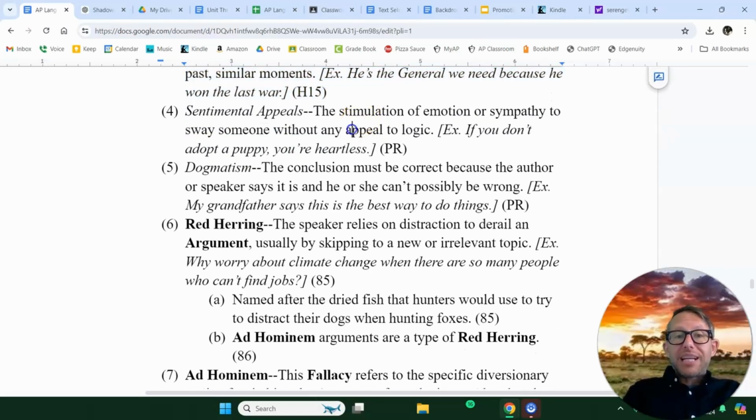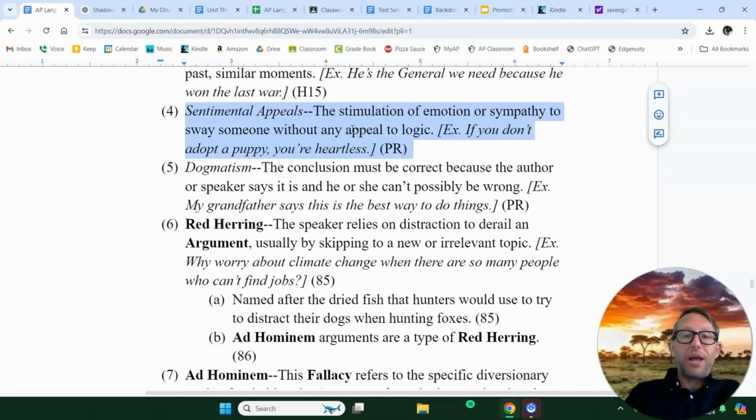We've got the concept of sentimental appeals. Ooh, the stimulation of emotion or sympathy to sway someone without any appeal to logic whatsoever. If you don't adopt a puppy, you're heartless, okay? No, I'm sure that there are a lot of heartless people who have adopted puppies, and a lot of people who aren't heartless who haven't adopted puppies as well. There's not really evidence to suggest that, but you're lumping that emotional connection in there without thinking about the logical connection at all, okay?